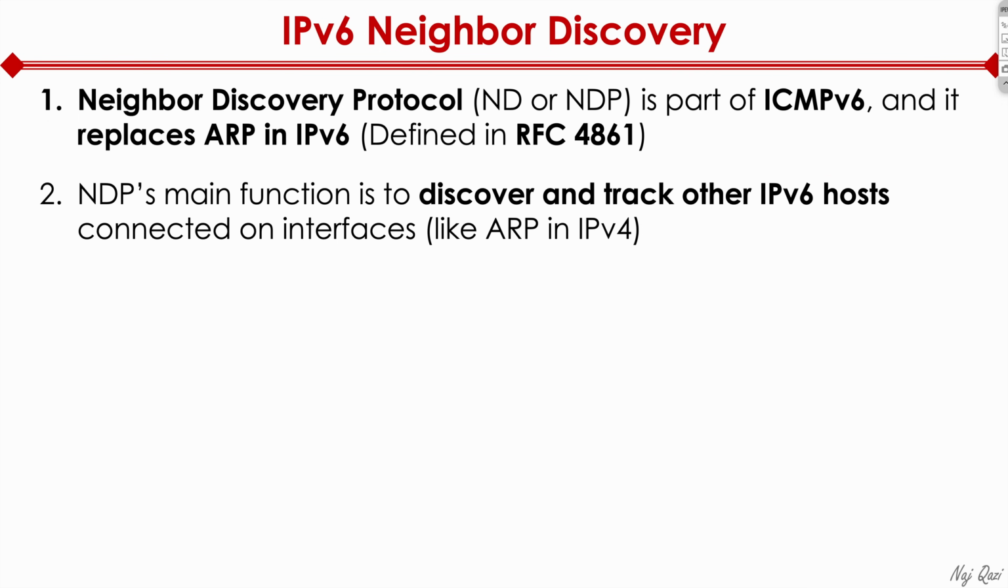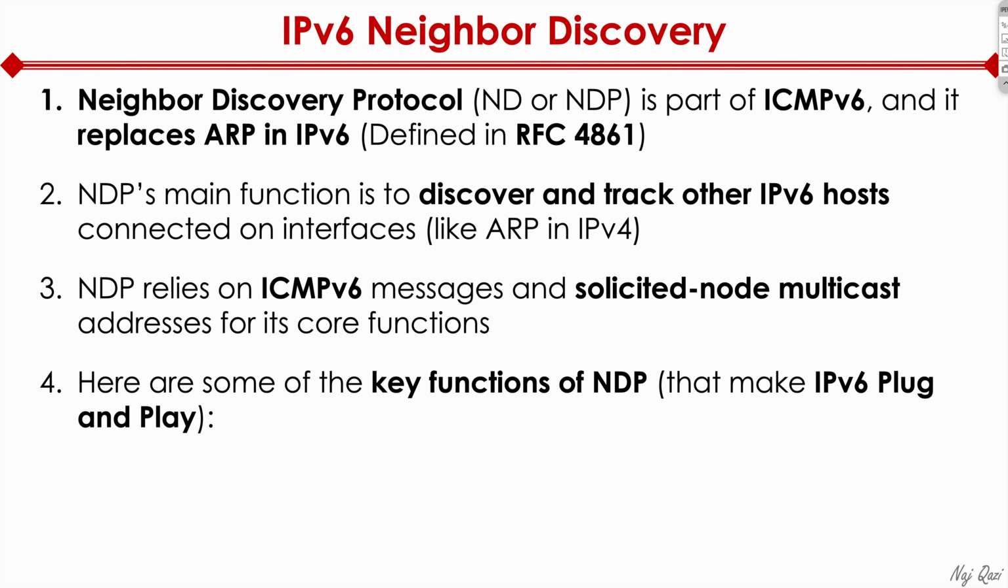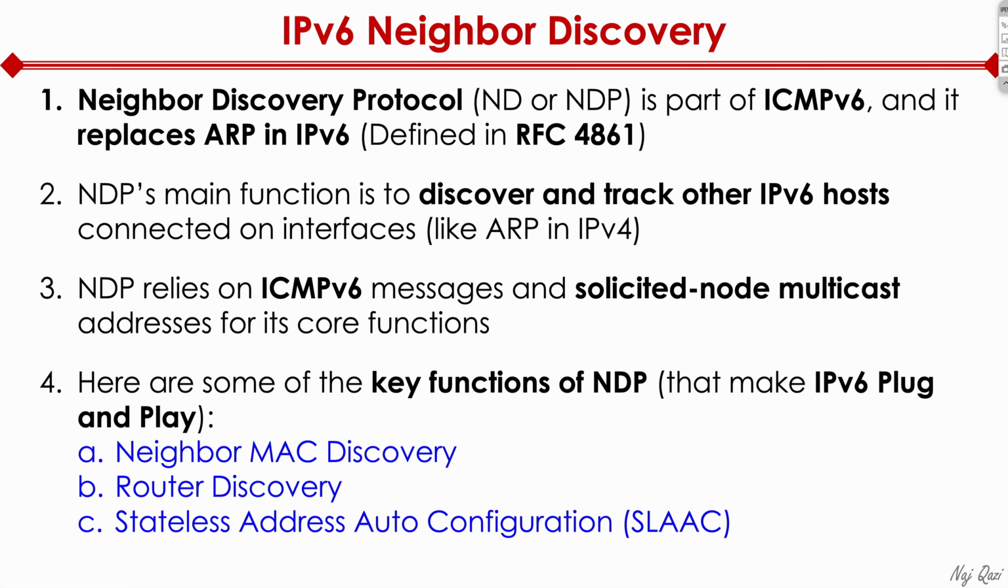Neighbor discovery's main function is to discover and track other IPv6 hosts connected on interfaces. Very similar to ARP in IPv4, neighbor discovery relies on ICMP version 6 messages and solicited node multicast addresses for its core functions. Here are some of the key functions of neighbor discovery that are very important to know, and this is what makes the entire IPv6 plug and play. The first function of NDP is neighbor MAC discovery. We have to find the MAC address of our neighbor. The second thing is we have to find who the local router is.